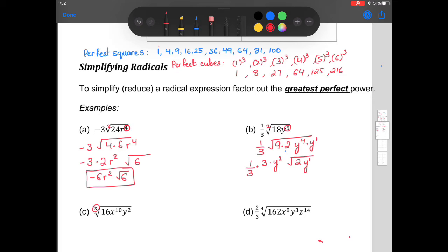We're not changing the question, we just broke down y to the fifth as y to the fourth times y, right? Simplify this. So 1/3 times 3 is just 1, right? So it's 1 y square and 2y.